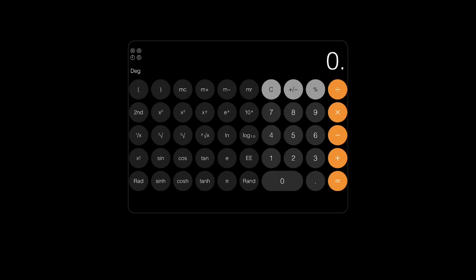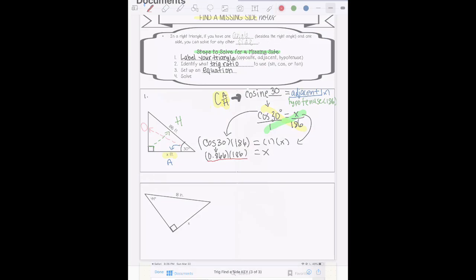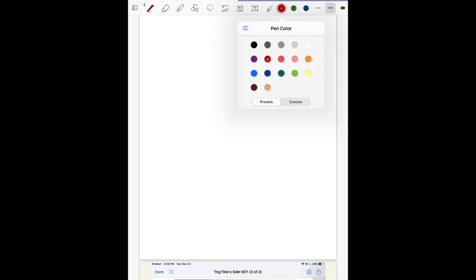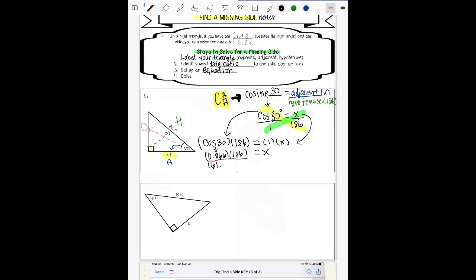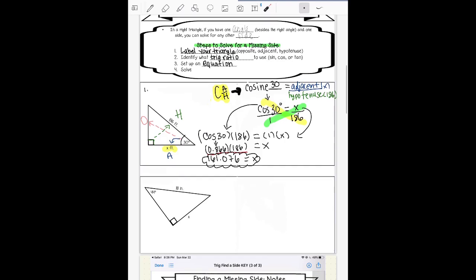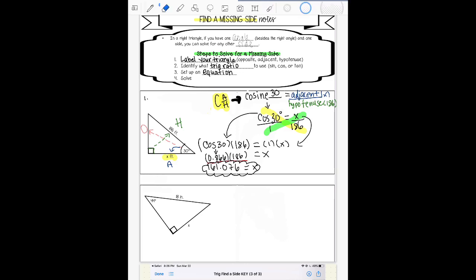Let me see. 0.866 times 186. 161.076. And that equals x. And you're done. That's literally it. The difficult part about these is the fact that you now have to figure out what this is, but if you have a calculator, you're able to do it. Let's go ahead and do the second one, and then you will be able to do the practice problems.